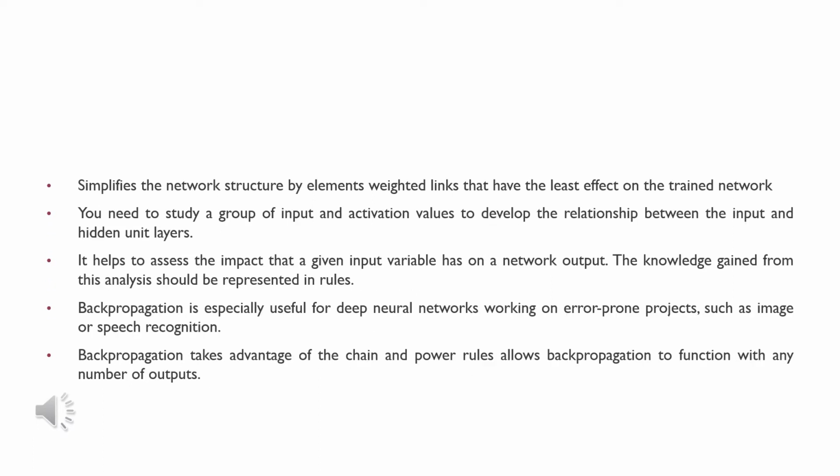Now, backpropagation key points: it simplifies the network structure by eliminating weighted links that have the least effect on the trained network. You need to study a group of input and activation values to develop the relationship between the input and hidden unit layers. It helps to assess the impact that a given input variable has on a network output. The knowledge gained from its analysis should be represented in rules.